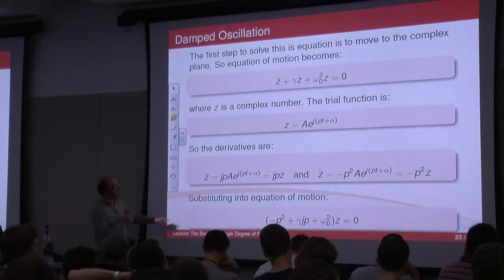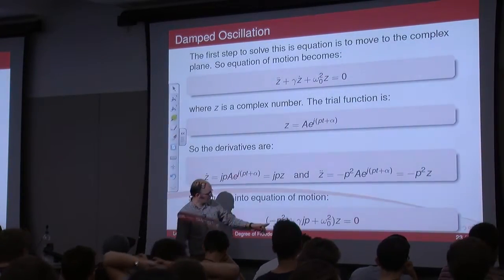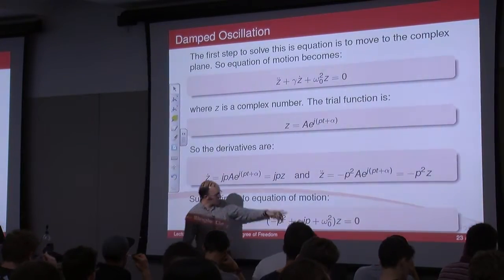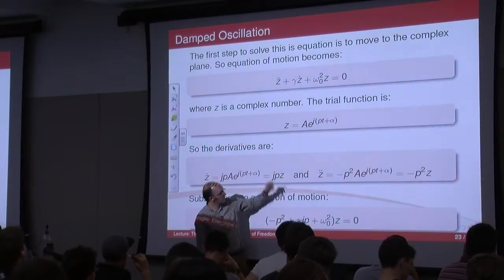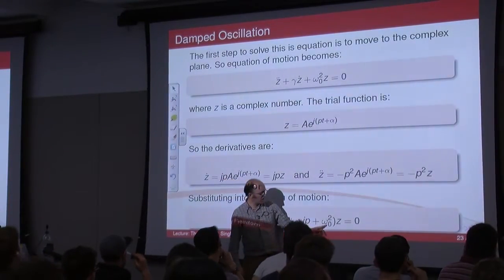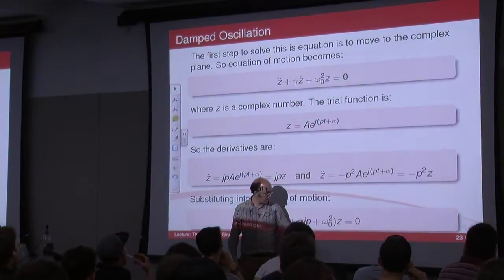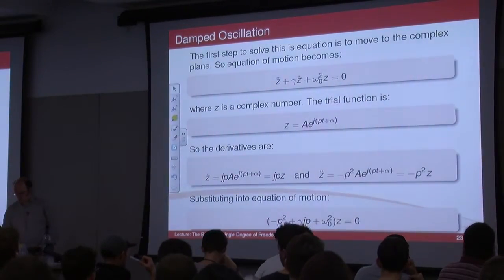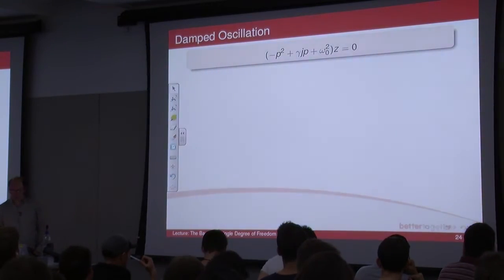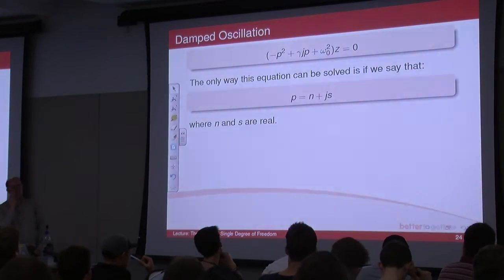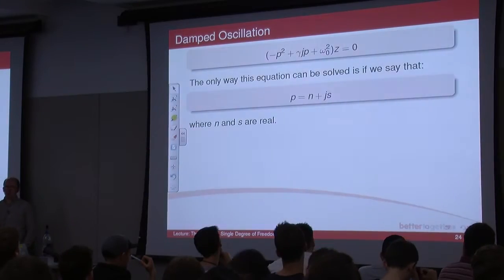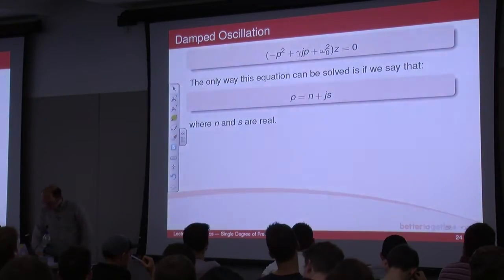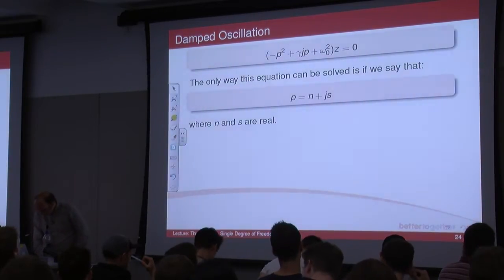So there we are. For z double dot, we've stuck in minus p squared. For z dot, we stick in jp times gamma, because obviously you've got gamma up there. And here we've got omega naught squared times z. So you've got that in there. That's what we had before. Now the only way this equation can be solved is if we make p a complex number. So we're using it again. p is a complex number.